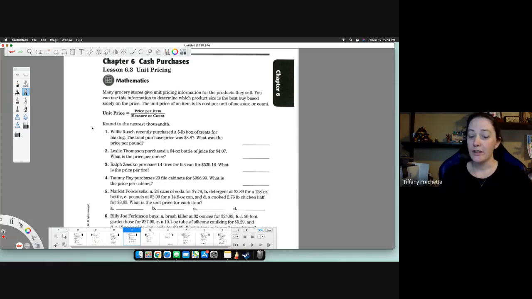All right. So that being said, let's go ahead and read the summary here. Many grocery stores give unit pricing information for the products they sell. You can use this information to determine which product size is the best buy based solely on the price. The unit price of an item is its cost per unit of measure or count. So then they give us this formula here. Unit price equals price per item divided by measure or count. So we're looking at buying something that has multiple items in it.